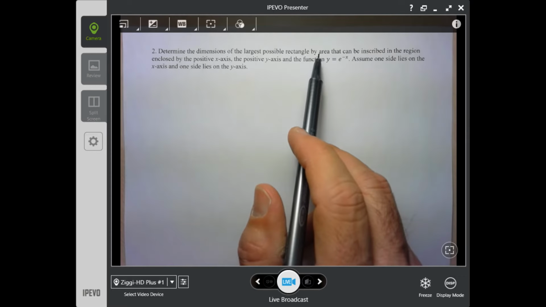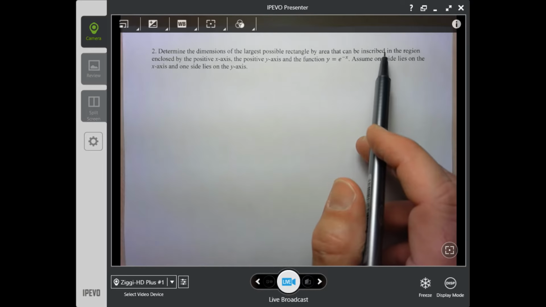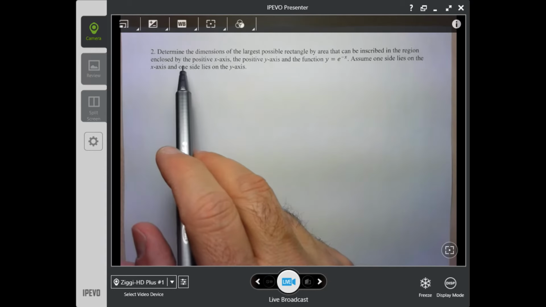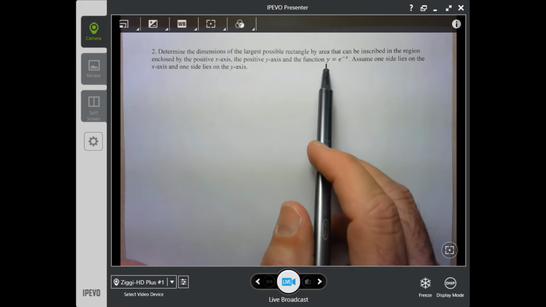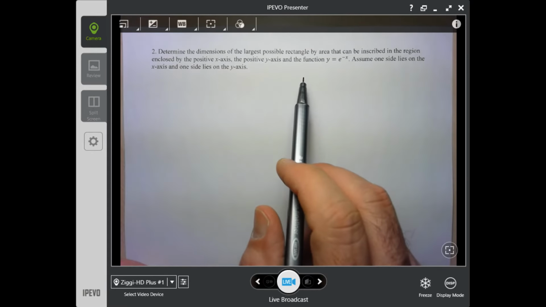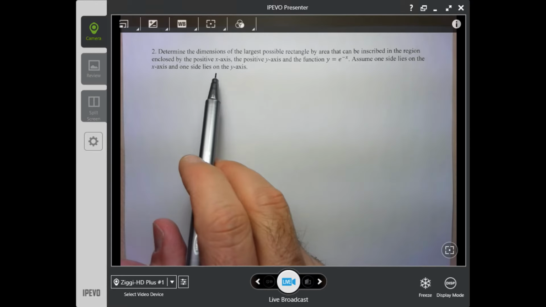So right away I should be thinking area equals length times width as the thing I'm trying to optimize. And this can be inscribed in the region enclosed by, so let's read this carefully, the positive x-axis, the positive y-axis, and this function y equals e to the negative x. All right, and they tell us that one side lies on the x-axis, one side lies on the y-axis.